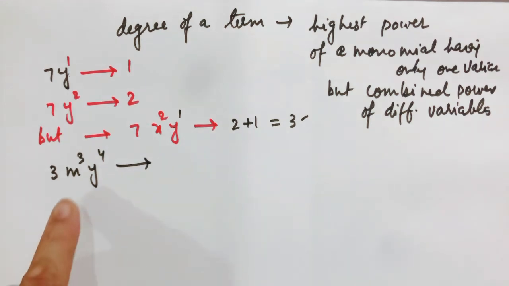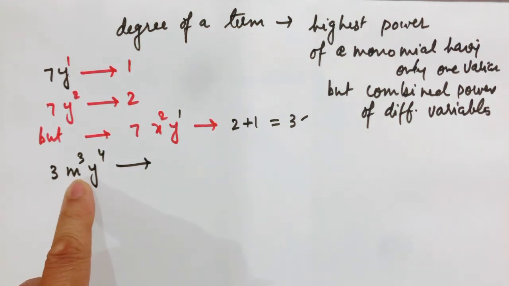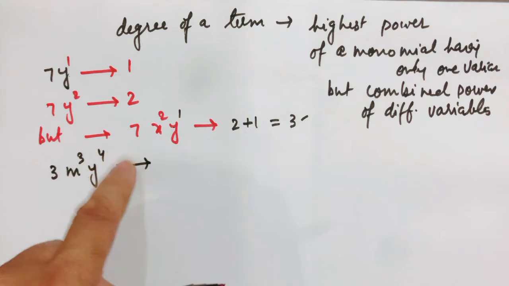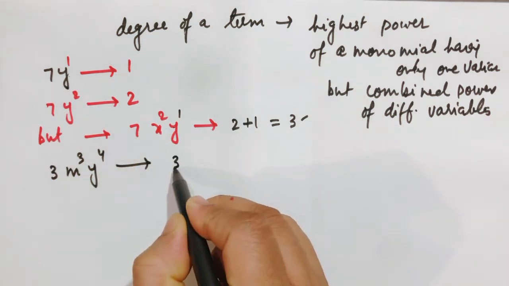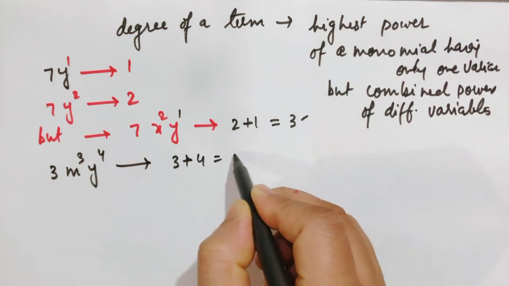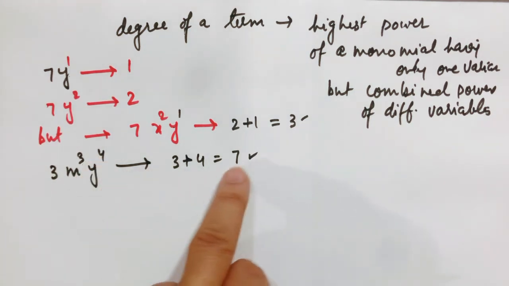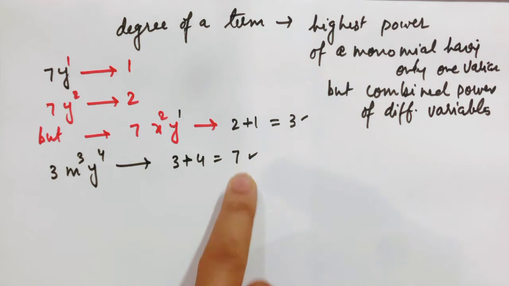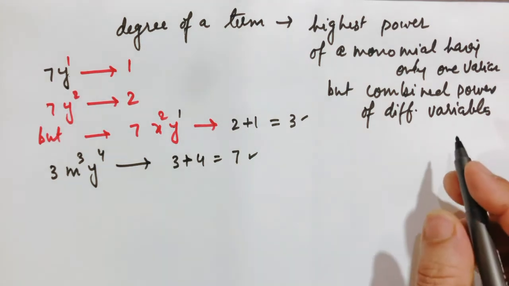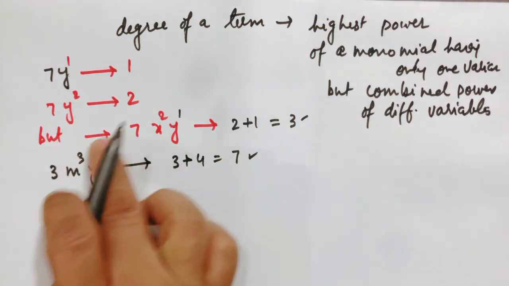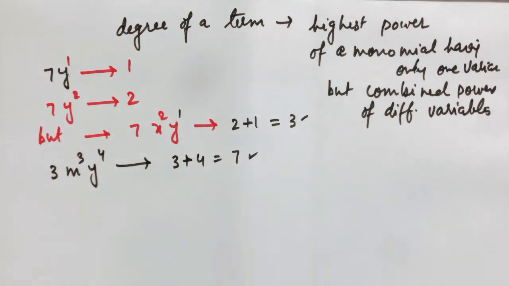Similarly, we have 3m to the power 3, y to the power 4. So for different variables in a term, you will have to add all the powers, that is 3 plus 4 is equal to 7. So here the degree of 3m cube y4 is equal to 7. It is nothing, just the sum of the powers of the variables in a particular term. Okay, now moving on to the next one.